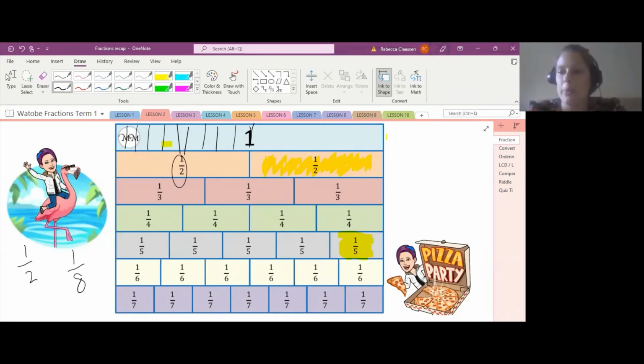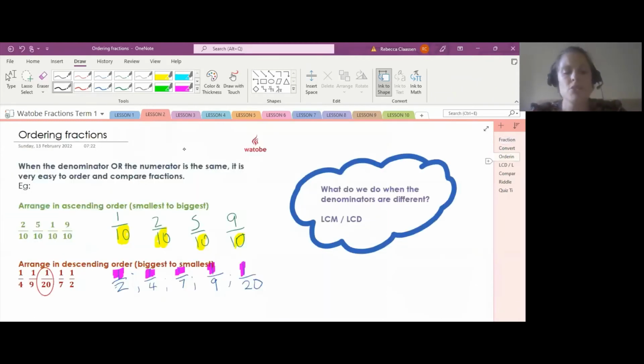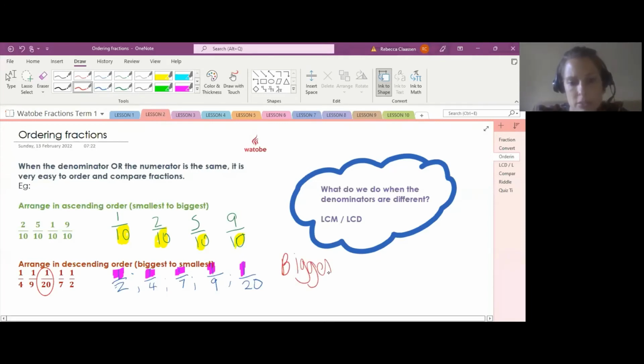So when we're ordering, it's really important to remember that the bigger the denominator, the smaller the fraction. Okay, so the bigger denominator is the smaller fraction. So it's the 20th. The 20th is the smallest one. So this is our smallest guy there.